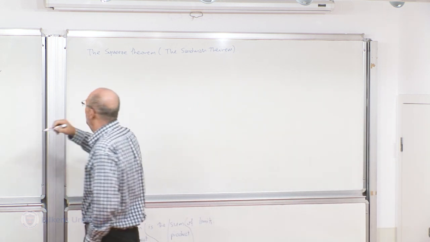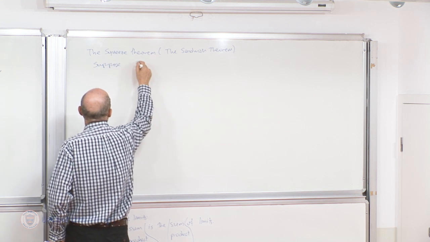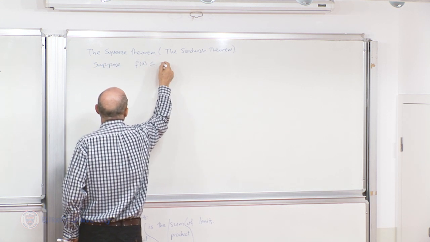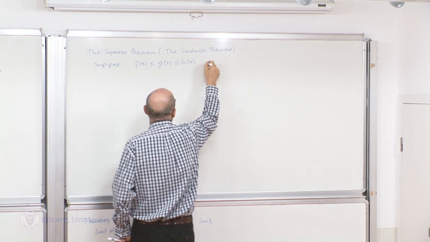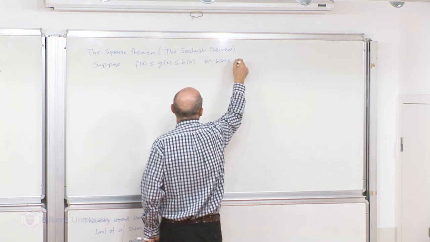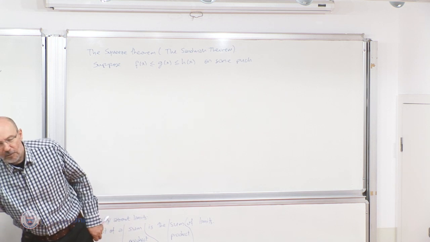So we have now three functions. Suppose f of x is less than or equal to g of x, less than or equal to h of x, on some punctured neighborhood of x sub 0.